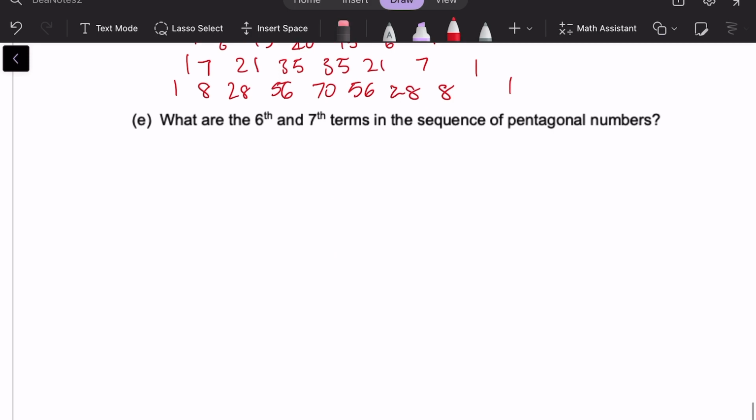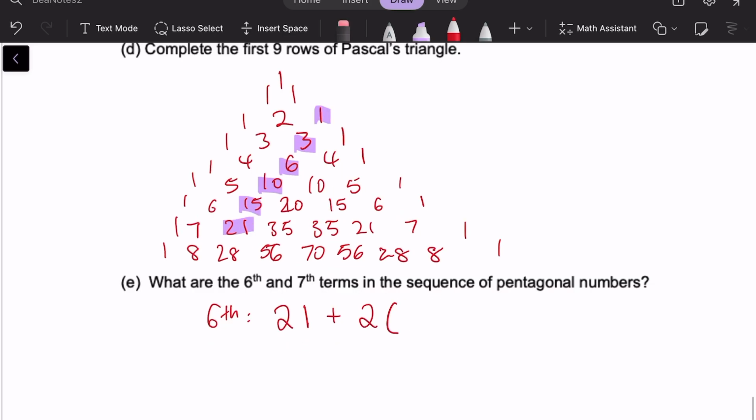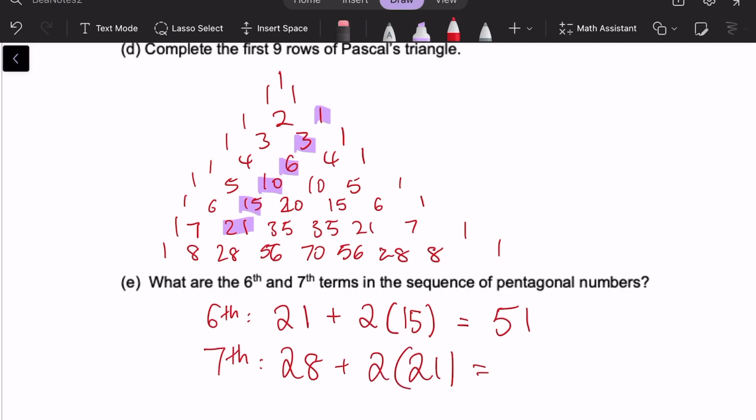What are the 6th and 7th terms in the sequence of pentagonal numbers? I think they just want us to sub it in. So 6. T of 6 is going along this row: 1, 2, 3, 4, 5, 6. So it's going to be 21 plus 2 times 15 equals 51. And the 7th one is going to be 28 plus 2 times the term before, which is 21, equals 70.